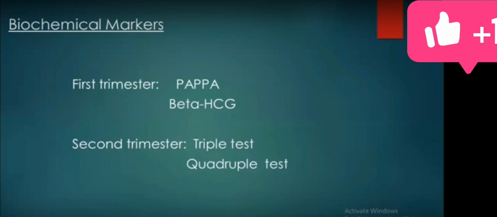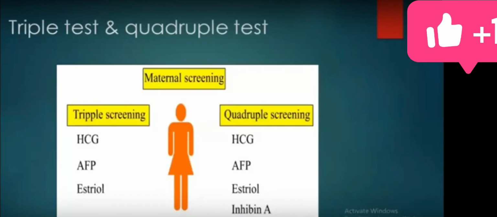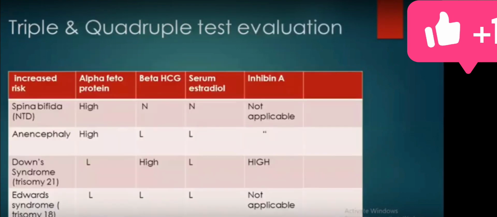In the second trimester, after 16 to 18 weeks, we will do a triple test. It is easily remembered by A, alpha fetoprotein, B, serum beta HCG, and estradiol. These are the triple markers. The quadruple marker means the same triple marker plus one more, inhibin. Is it clear? Triple marker is serum alpha fetoprotein, A for alpha fetoprotein, B serum beta HCG, and estradiol. Quadruple plus one more, inhibin.